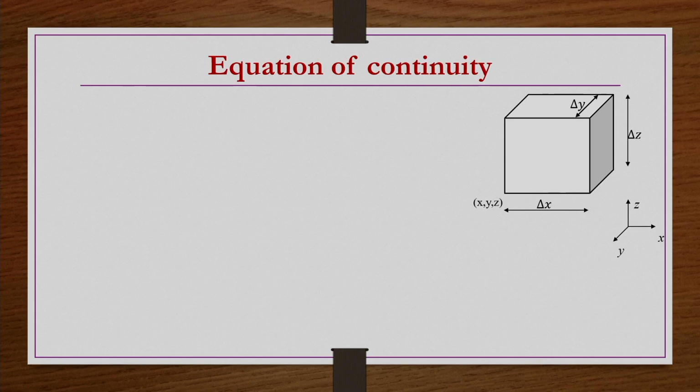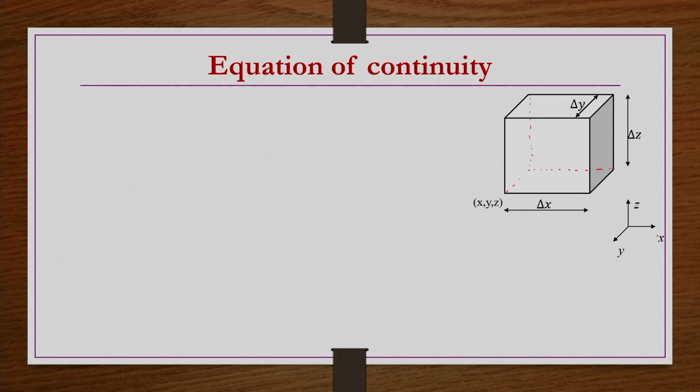So, we start with the derivation of the equation of continuity. Here, we take a control volume of size delta x, delta y, delta z, over which we will be doing a mass balance. So, this is the control volume we have selected.